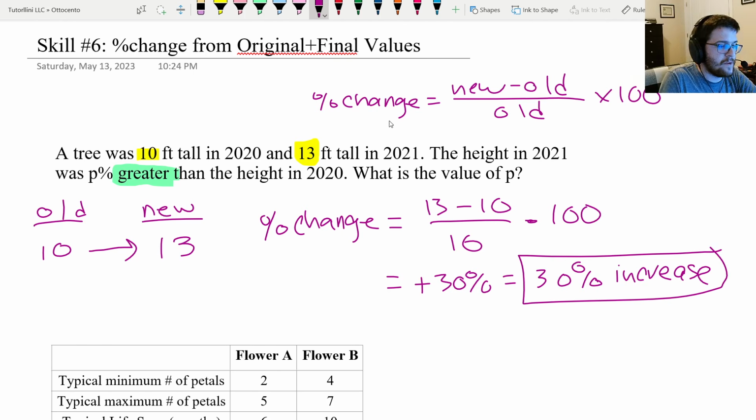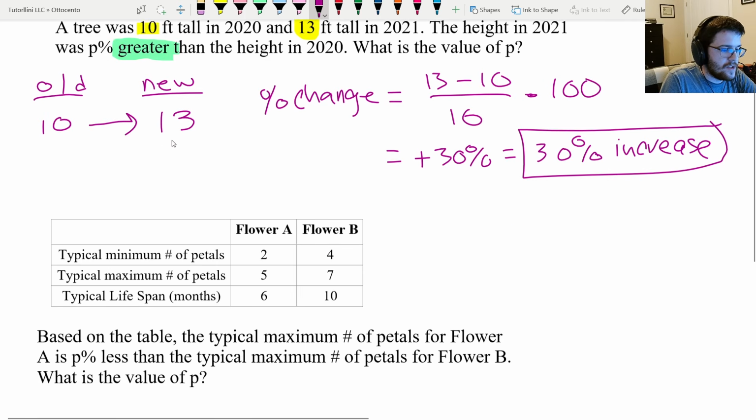So our answer for P would be 30. It's 30, P percent greater, 30% greater. Great. All right, let's look at this one.